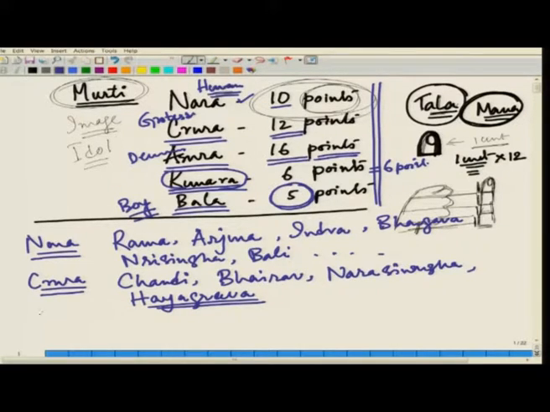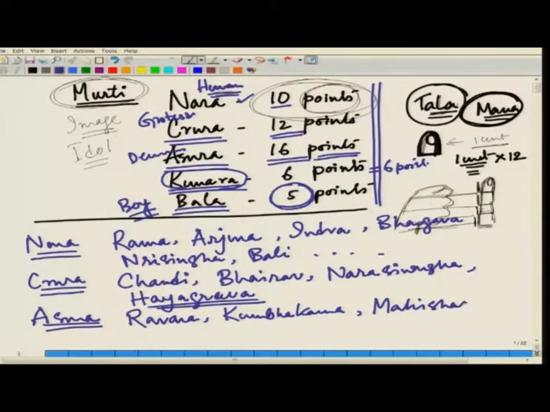Now, the demon form or the Asura follow a proportion, and some of the examples may be Ravana, Kumbhakarna, Mahishasur, and so on. We also have characters like the young Krishna, Gopala, or Krishna's childhood in this proportion, that is 5 points.